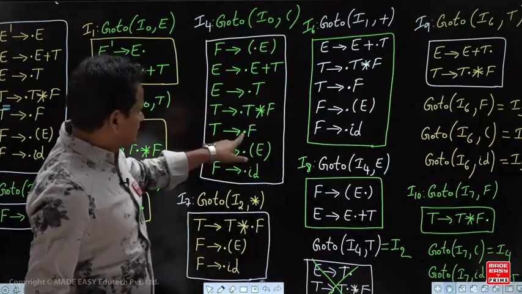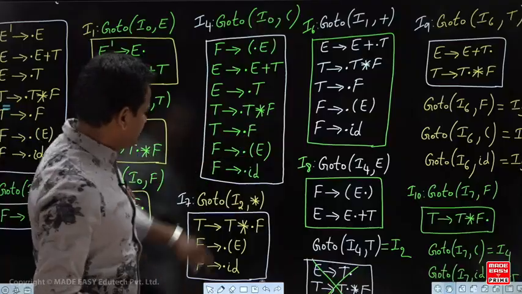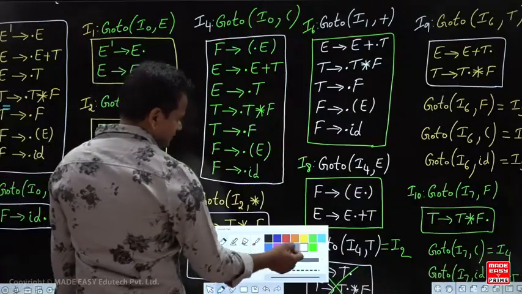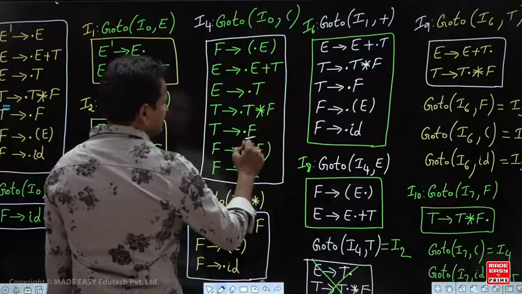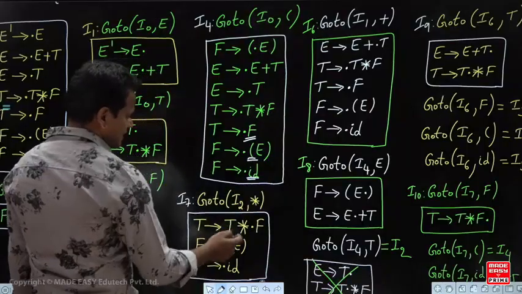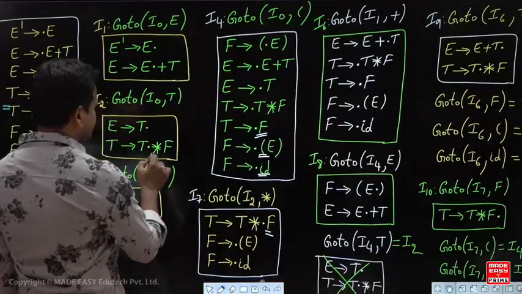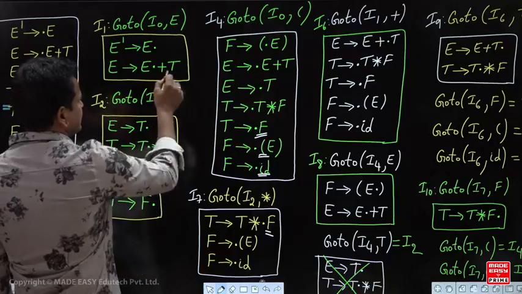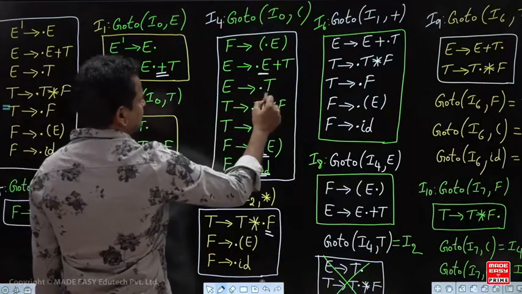So the dot after the symbol may be a non-terminal, look at this, or maybe a terminal. Here it is terminal. Okay, and here non-terminal. If you look at that, here terminal. So terminal, and here non-terminal.